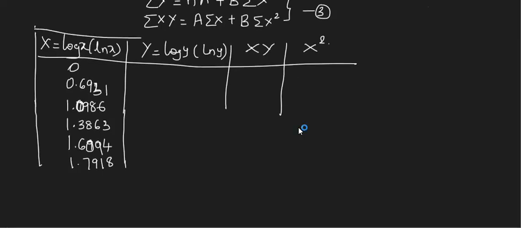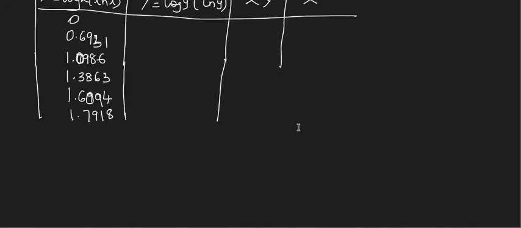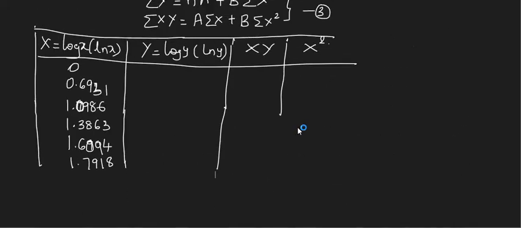Similarly, take the values of y, again applying ln only. So the first value is 2.98. So ln of 2.98 is 1.0919. Okay. Next.